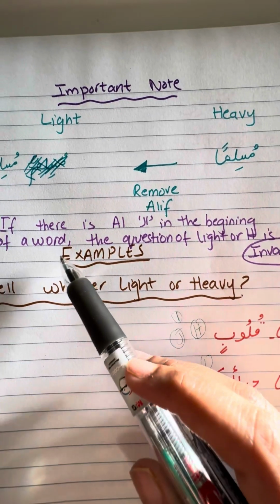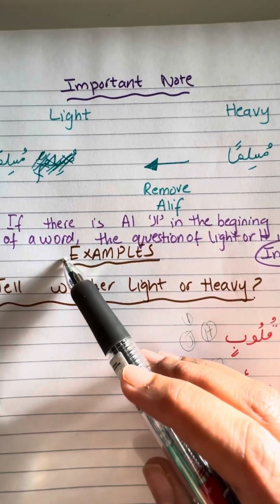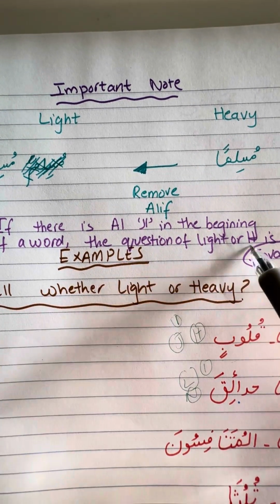Another important point to remember is that if there is an al in the beginning of a word, then the question of whether it is light or heavy becomes invalid.